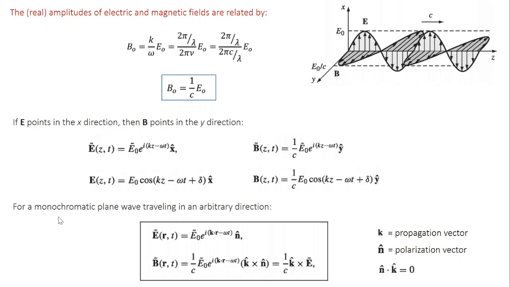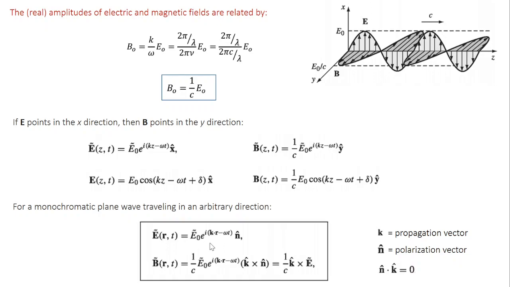In general, for a monochromatic plane wave traveling in an arbitrary direction given by the vector r, you can generalize the expressions and write E complex of r comma t equal to E naught complex e to the power i (k dot r minus omega t) n cap. Here, n cap gives the direction of the electric field. There is another name for it. This is the polarization vector.